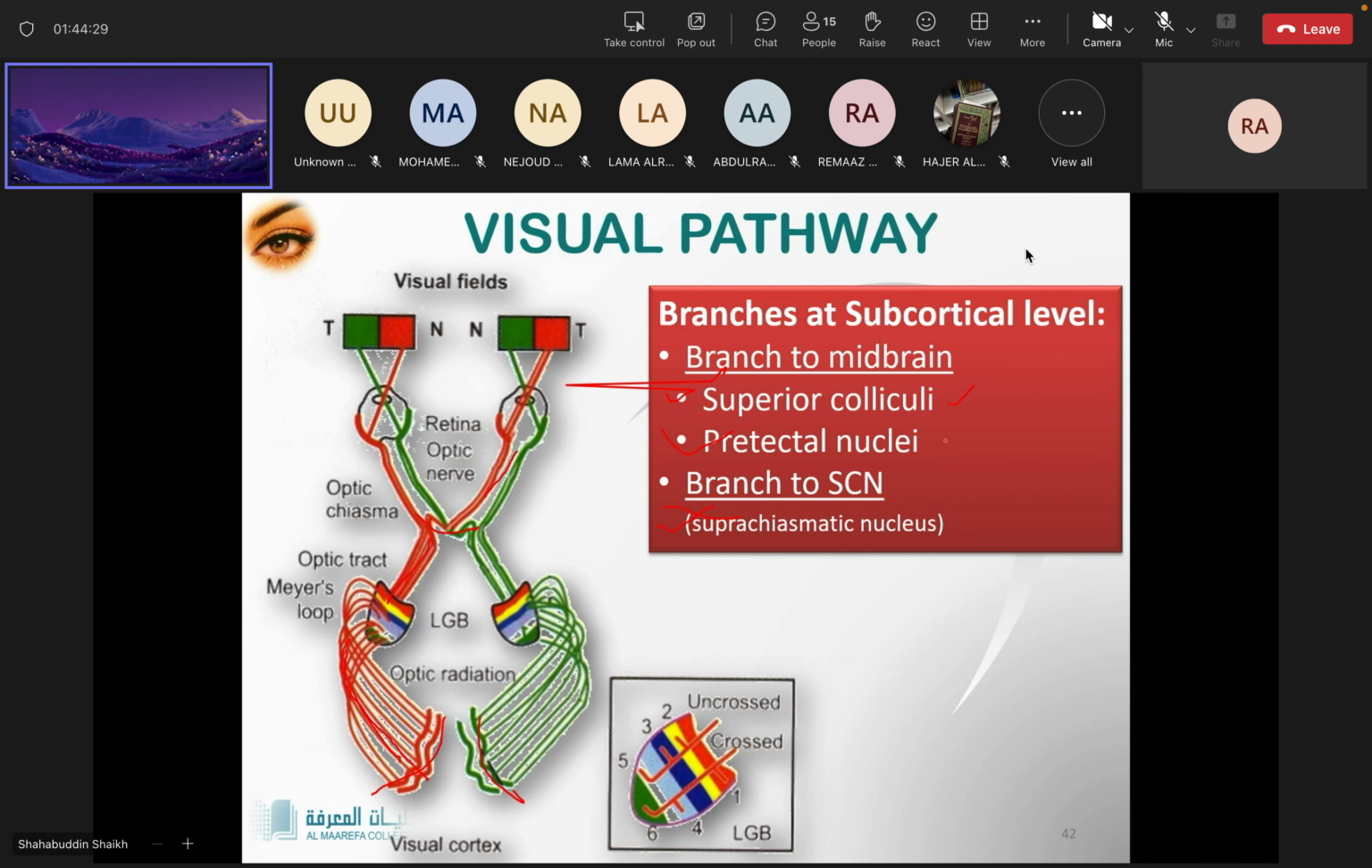The superior colliculus and pretectal nuclei are the centers for reflexes. Whatever reflexes we have studied, the light reflex, accommodation reflex, and many other pain-related or vision-related reflexes, the center is in the superior colliculus and pretectal nuclei. Now we come to the thalamus. All the pathways have to go through the thalamus and then they go to the cortex, isn't it? So in the thalamus, the visual pathway goes to the lateral geniculate body.